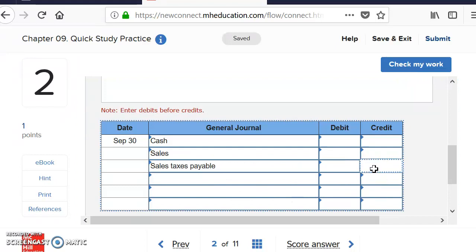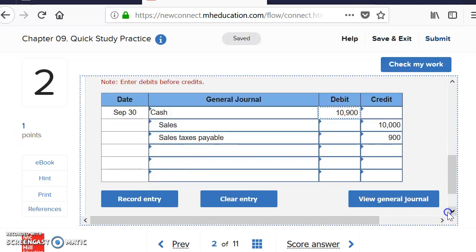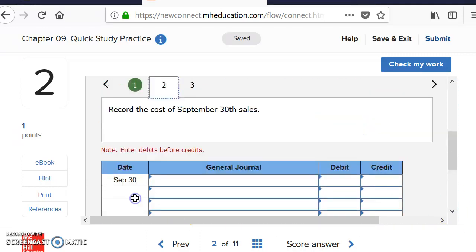tax payable amount. So we'll click on that. The sales tax payable, we just collect on behalf of the state. We'll remit it later on. The amount of the sale is $10,000. Because we have two credits, one for 10,000 and one for 900, we add those two together, and the amount to debit cash will be $10,900. That's the first part of the entry, and we will record.